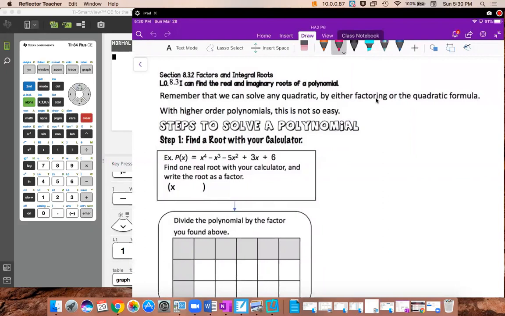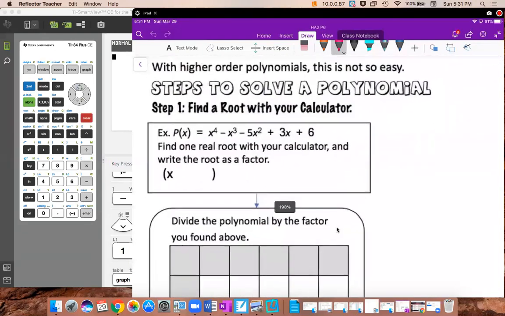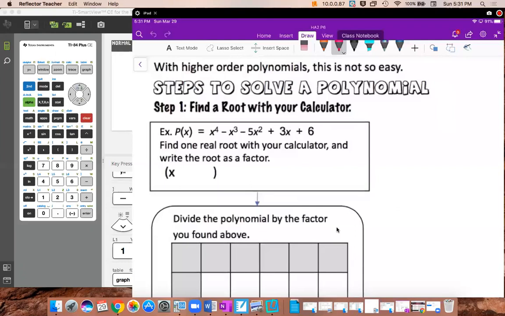So it says, remember, we can solve any quadratic by either factoring or the quadratic formula. With higher order polynomials, this is not so easy. So higher order just means higher degree. So whenever it's not a quadratic, we have to do a lot more to be able to solve it. Okay, so here's the first step. Your first step, in order to solve the polynomial, is to find a root with your calculator. So we're going to start by plugging this equation into our calculator. So I'm going to move this over here.